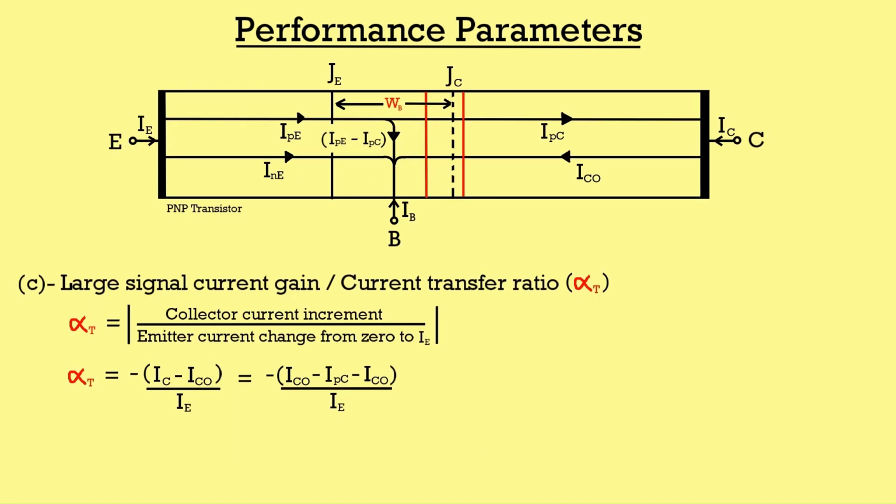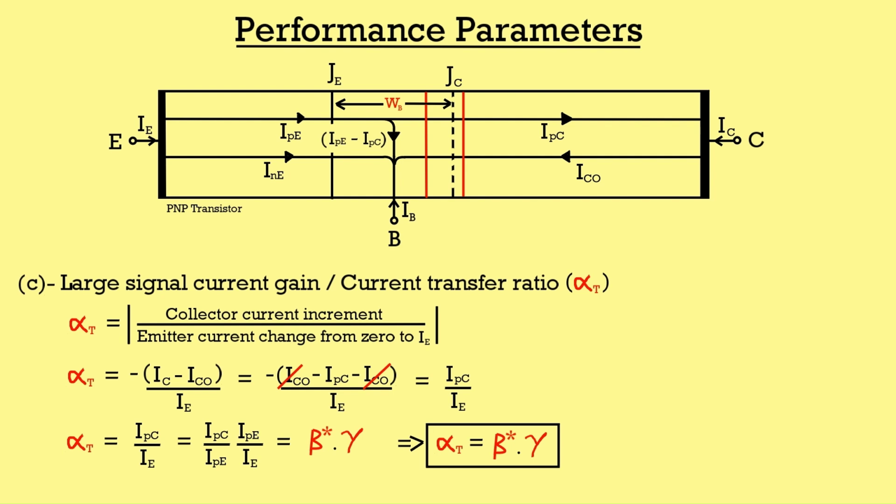Solving the equation, you will get current transfer ratio to be equal to injected carrier current reaching collector junction divided by emitter current. By simple rearrangement, we can also write current transfer ratio is equal to transport factor multiplied by emitter injection efficiency. Current transfer ratio is very important, and this relation is also very important.